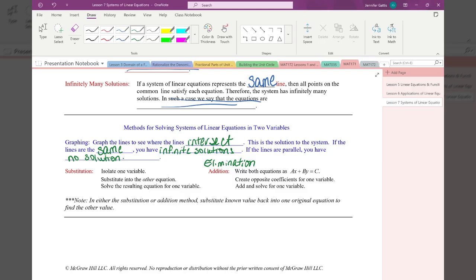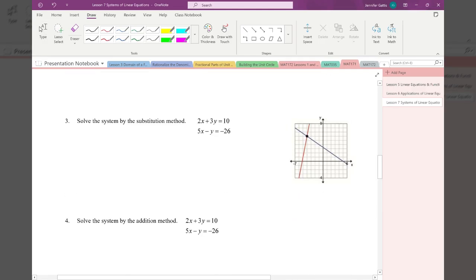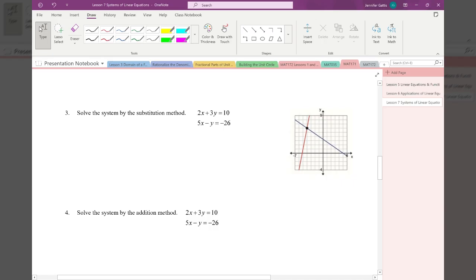Okay, so the steps for substitution. First, solve one equation for one variable. Then substitute that into the other equation and solve for the second variable. Then substitute back in to solve for the first variable. So, what does that look like?